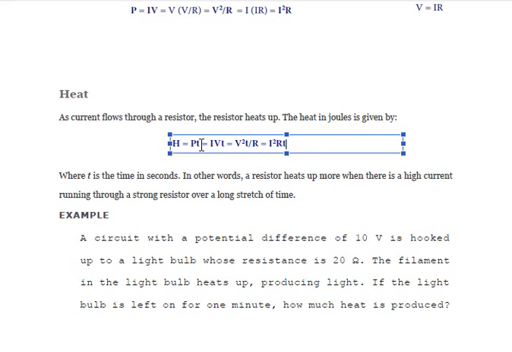So what we're really doing here is multiplying by the time to cancel out the time unit in the power. So we'll be left over essentially with some amount of energy that is being used up by a certain resistor. So a resistor is going to heat up more if you have a high current through a strong resistor over a long period of time. I guess I'd be looking at this last one here.